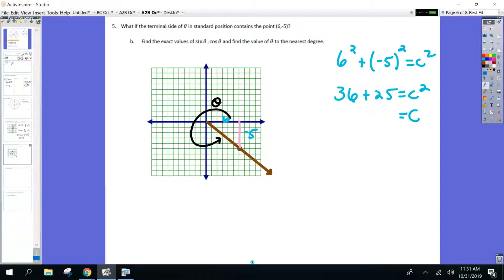Okay, here's the problem. Anytime you square a negative, your calculator says it's negative 25. That's because you've got to put it in parentheses. 61. Square root of 61? Because you're going to take the square root, correct? All right, so just leave it as square root of 61. We're all good? Okay, so there's your hypotenuse, square root of 61.